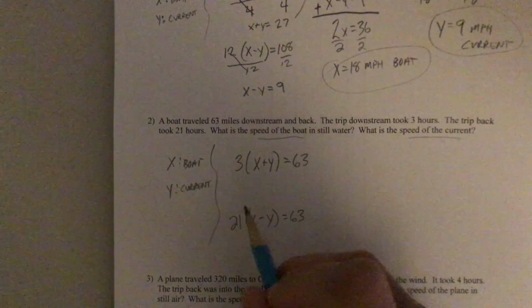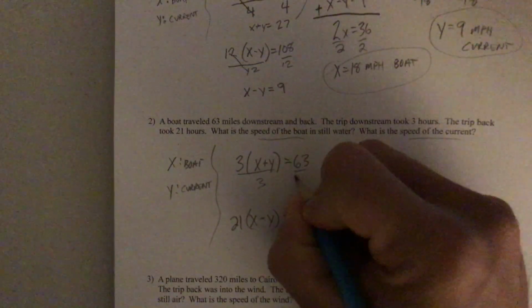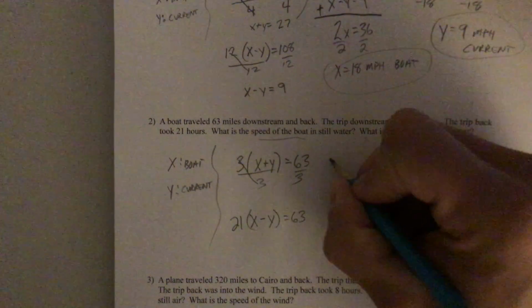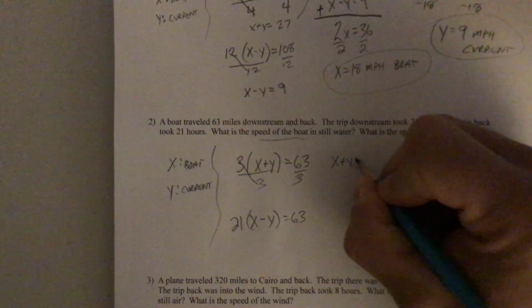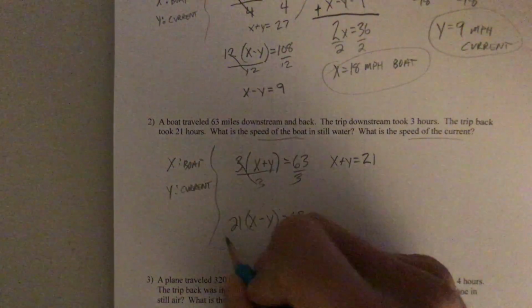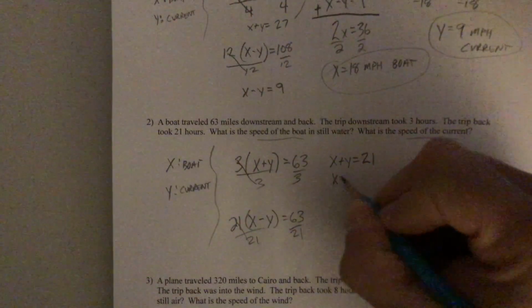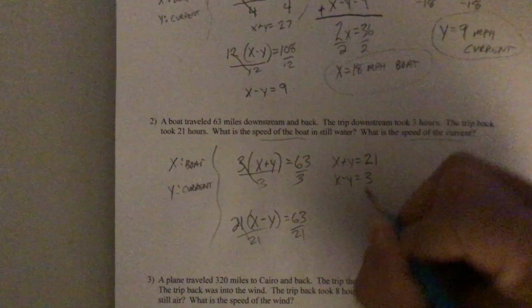You could distribute the 21 and the 3. I beg of you, don't. Make life easier on yourself. Those cancel. We get x plus y equals 21 when you divide by 3. Divide this equation, both sides, by 21. We get x minus y equals 3.